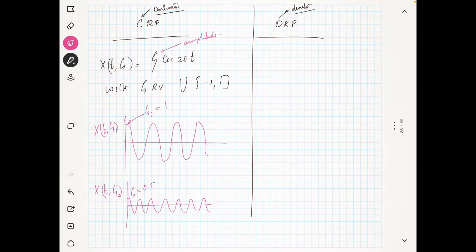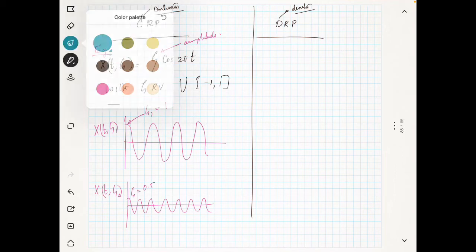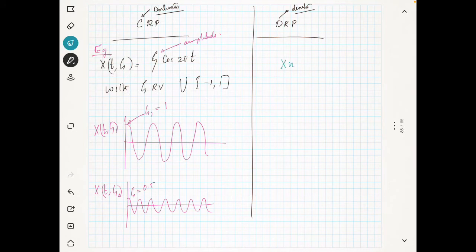Now we will see another example. So this was an example for the continuous random process, and another example, for the discrete time random process, is x of n comma zeta is equal to some bn, where bn is a random number, a random binary number.